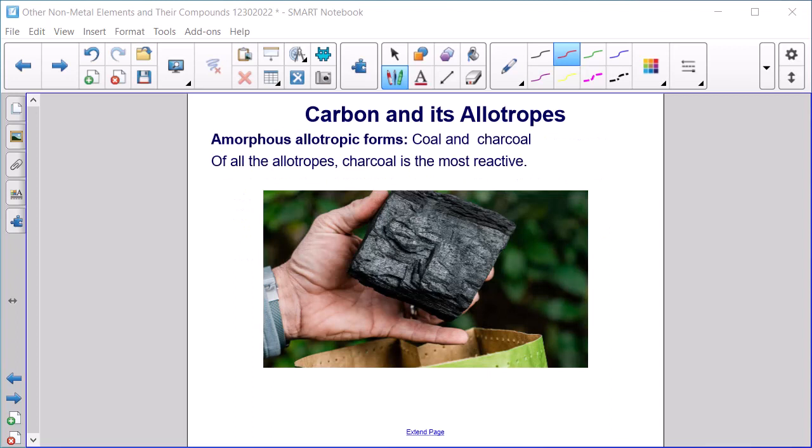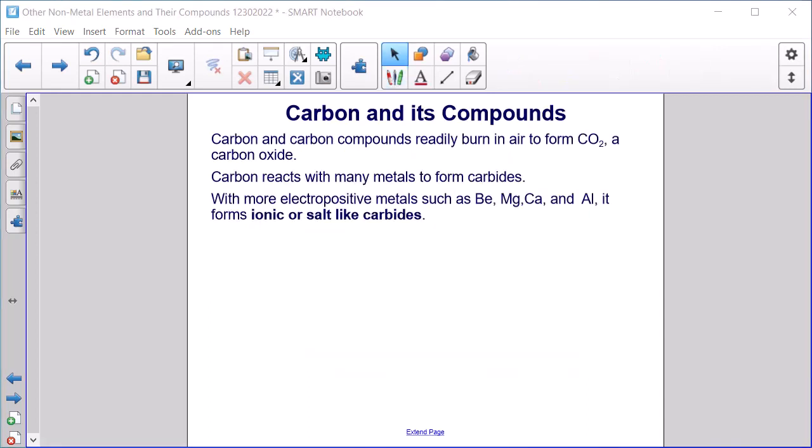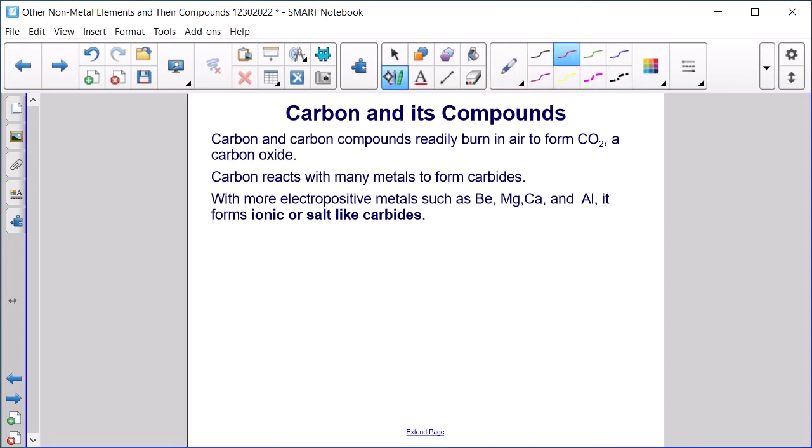Amorphous allotropic forms, coal and charcoal. Of all of the allotropes, charcoal is the most reactive. Carbon and its compounds. Carbon and carbon compounds readily burn in air to form carbon dioxide, a carbon oxide. Carbon reacts with many metals to form carbides. With more electropositive metals, such as beryllium, magnesium, calcium, and aluminum, it forms ionic or salt-like carbides.